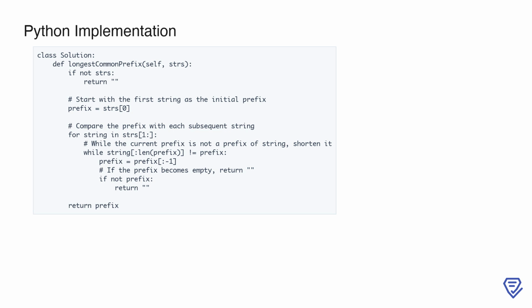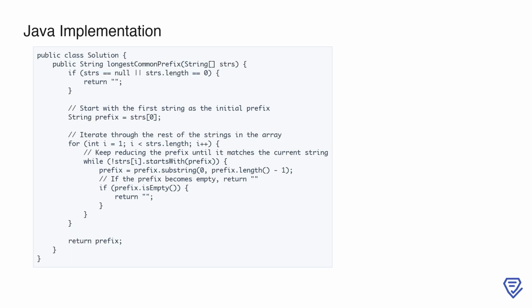This is the Java implementation of the longest common prefix problem, LeetCode number 14. The logic mirrors the Python solution provided, starting with the first string as the initial prefix and iteratively comparing it with subsequent strings. Type declarations are explicitly handled in Java, and methods like startsWith and substring are used for string operations. The solution handles edge cases, such as empty arrays, ensuring robustness. The class structure is also tailored to LeetCode's requirements, with the method signature matching the platform's expectations.